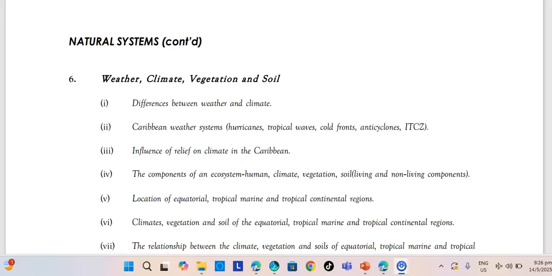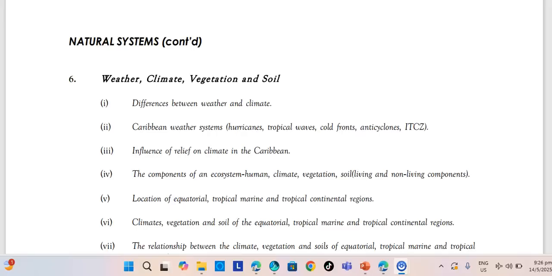Another way in which relief affects climate in the Caribbean is shelter from the winds. Valleys and sheltered areas may be less windy and have more stable weather. Places hidden by hills or mountains may be warmer and drier. So the shape of the land, which is relief, affects rainfall, temperature, and wind, which all make up the climate of a place.